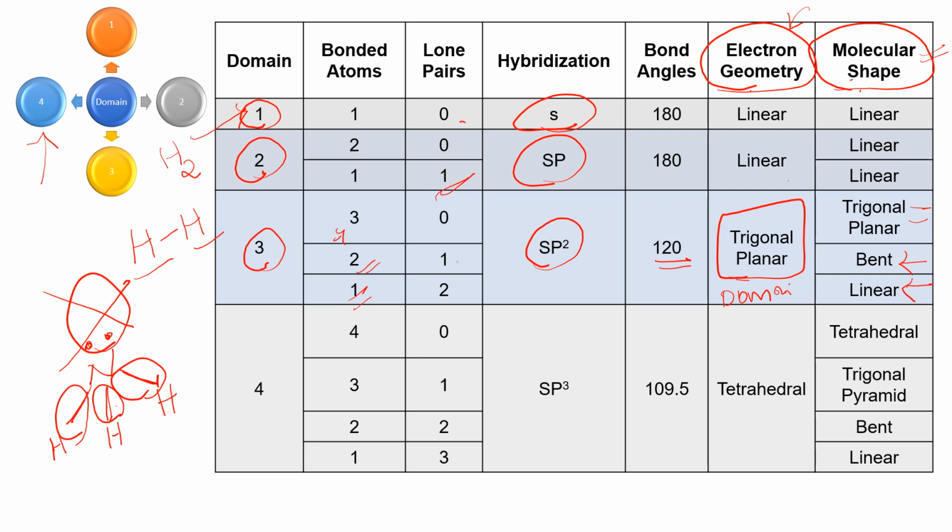The best examples I can give you for 3: let's consider AlCl3, aluminium with 3 chlorines. Aluminium will not have any lone pair. If you want 2 bonded atoms with 1 lone pair, you can take tin, SnCl2. Tin has 1 lone pair and 2 bonded atoms. And if you want 1 bonded atom with 2 lone pairs, let's go with O2, oxygen double bonded to oxygen. That gives you 1 bonded atom with 2 lone pairs.